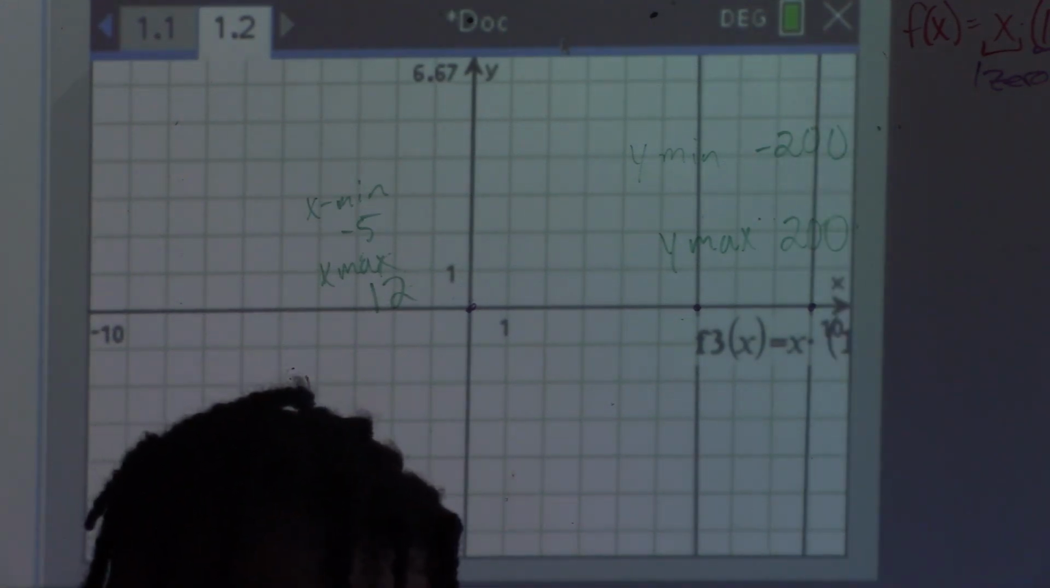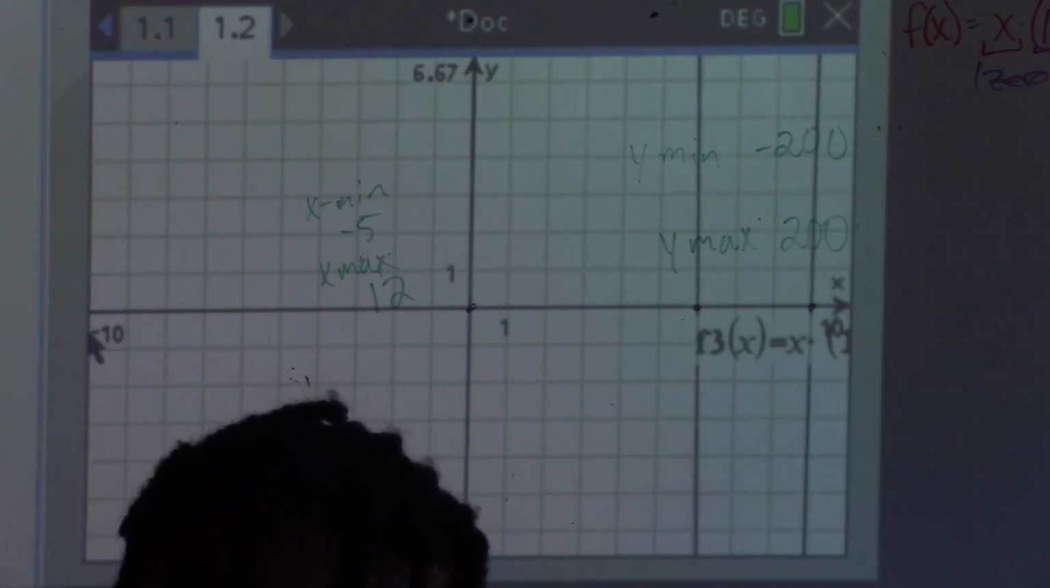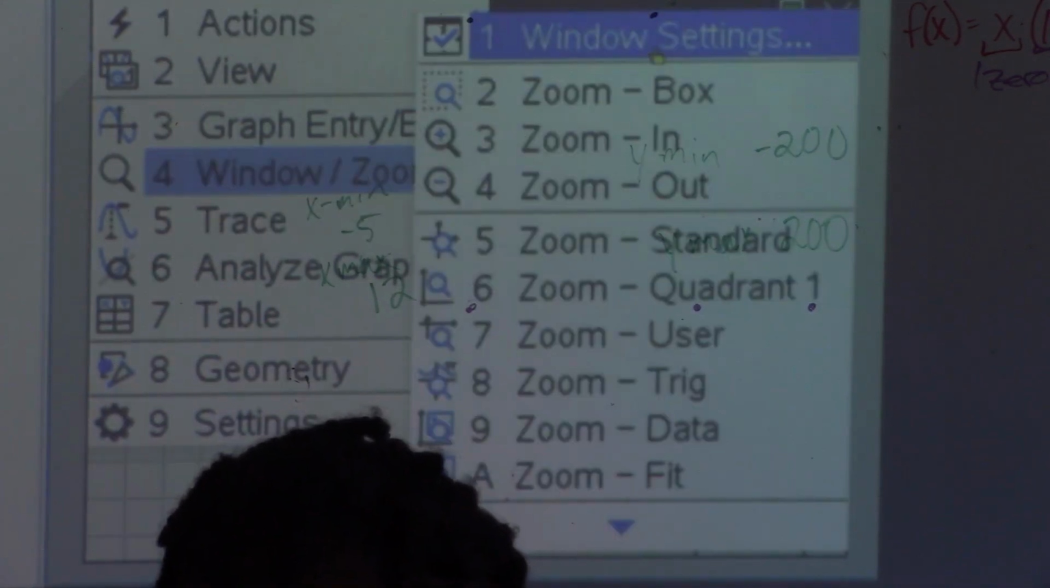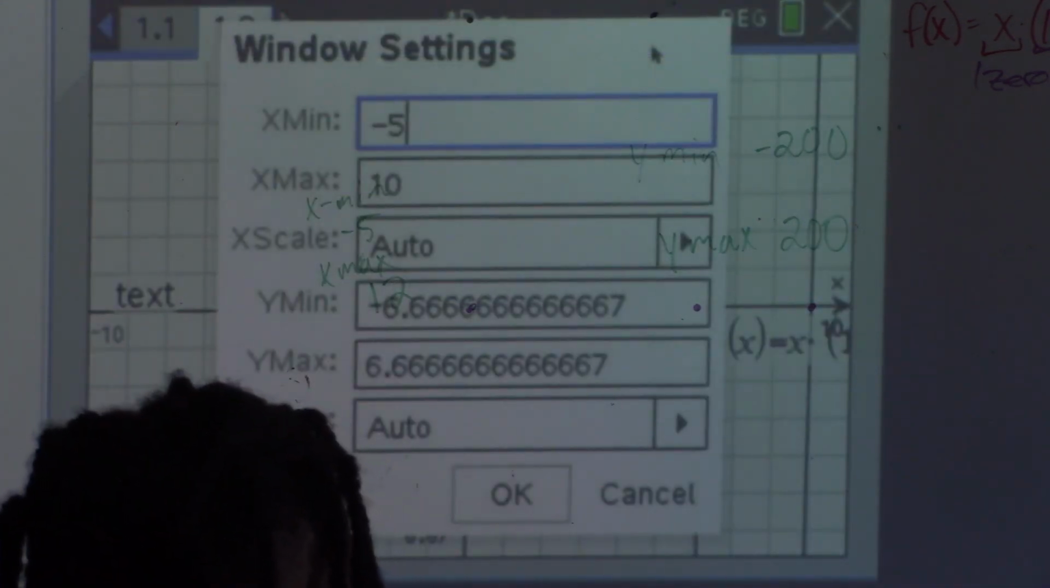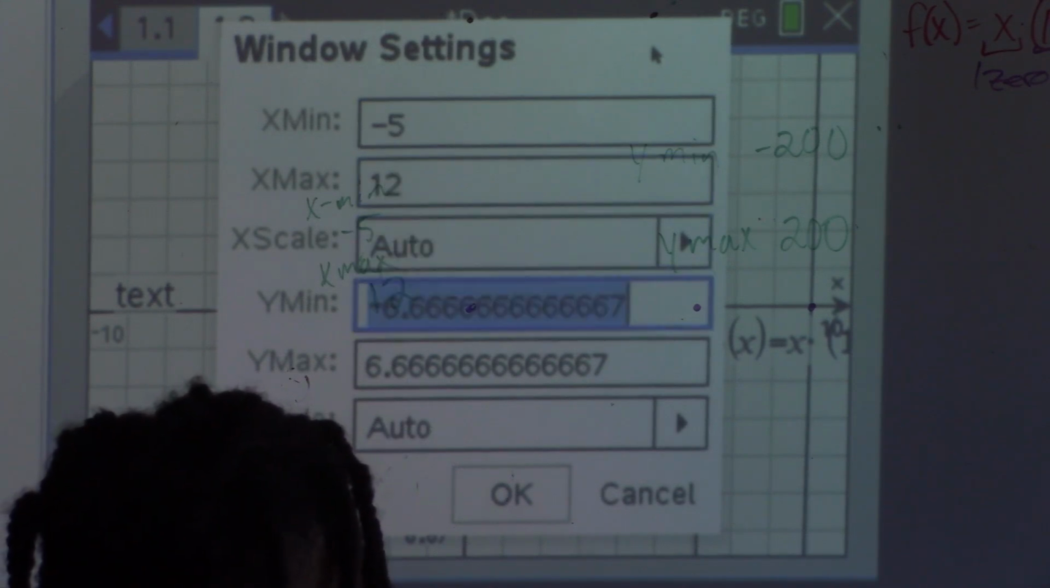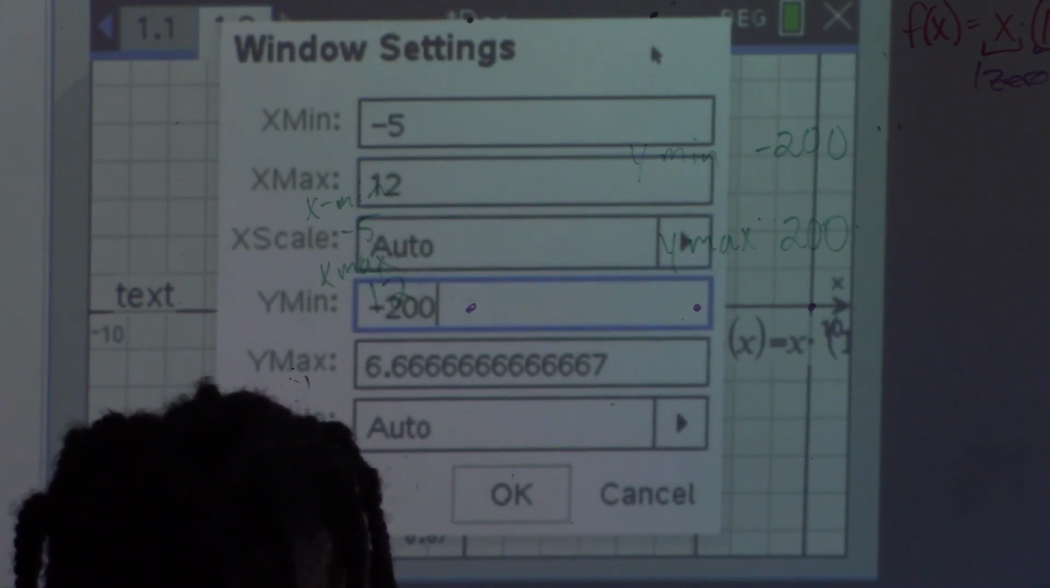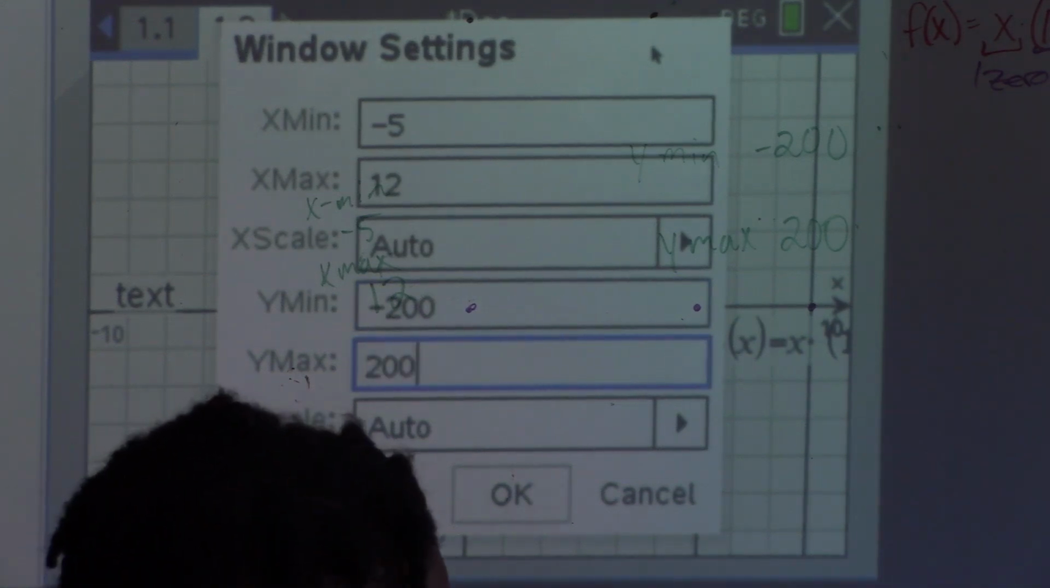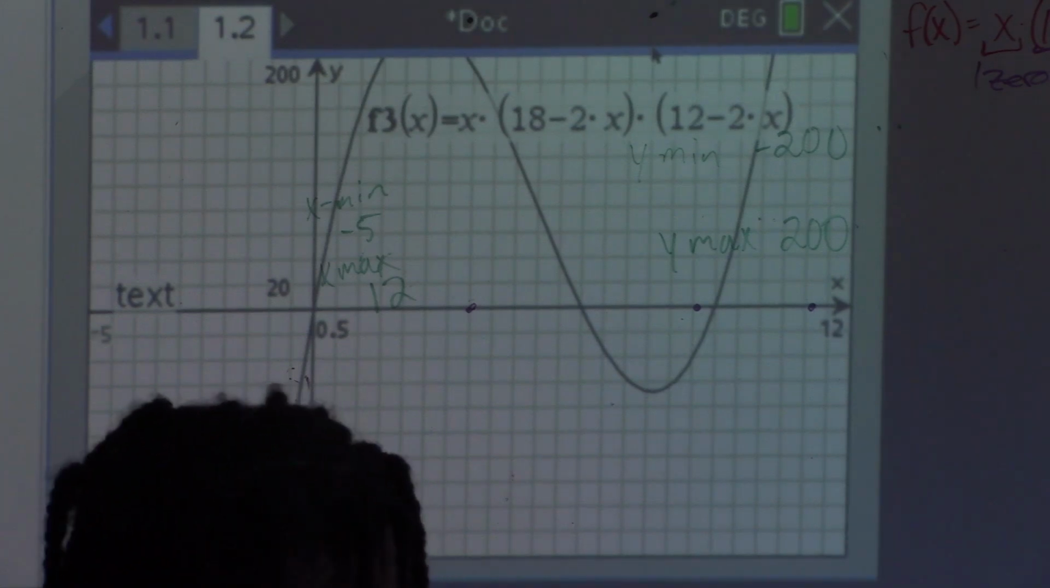Notice we don't know for sure yet. We're just guessing, and we're going to see what it looks like. So -5 to 12, negative 200 to 200. Okay, that's what we should see in our x min, x max, y min, y max. Okay, how does that look?